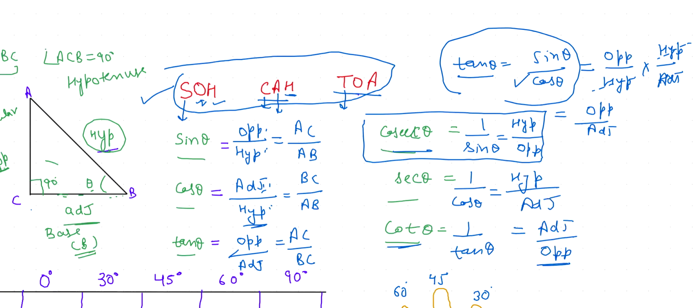And there is also a relationship between cot theta, sine theta, and cos theta. That is cos theta upon sine theta, because it is the inverse of tan theta. And what is tan theta? This is sine theta upon cos theta. So by this, you can derive the values of sine theta, cos theta, tan theta, cosecant theta, sec theta, and cot theta.